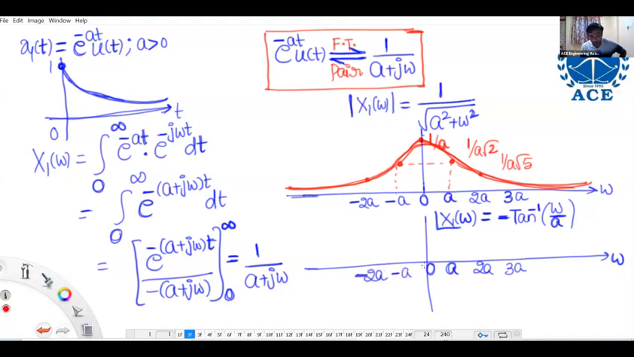Omega 0 means tan inverse 0 by a, which is 0. A must be positive, we made that assumption in the beginning only. For omega equal to a, tan inverse a by a means tan inverse 1. That becomes how much? Pi by 4 with negative sign. Substitute omega as minus a: tan inverse of minus a by a, with the minus sign, becomes plus pi by 4. For omega 2a, it is around 63 degrees, tan inverse 2.